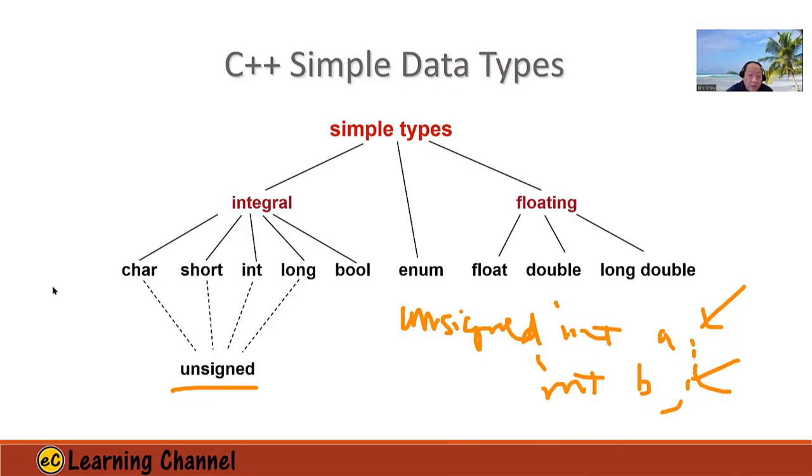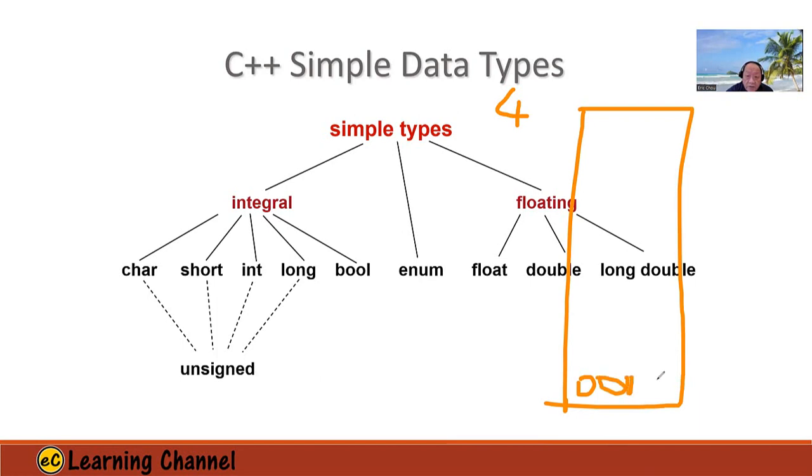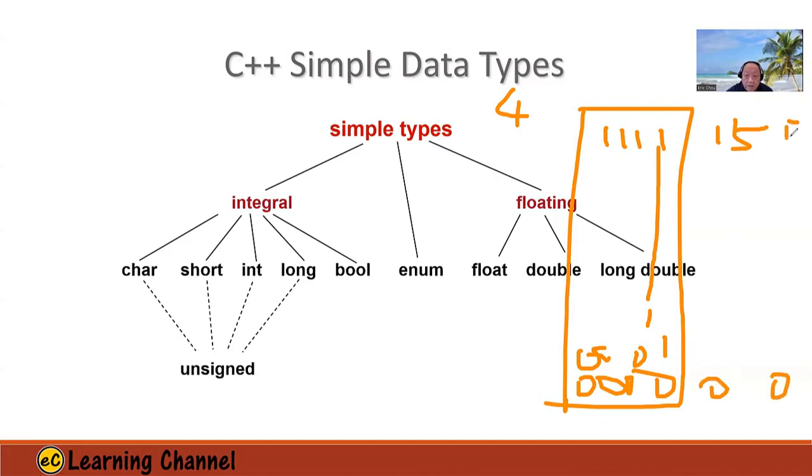For the unsigned integer, assume you have 4 bits. Unsigned would be 0, 0, 0, 0 up to 1, 1, 1, 1. So this one would be 15, and this one would be 0. It's from 0 to F. So 0, 1, 2, 3, 4, 5, 6, 7, 8, 9, and then A, B, C, D, E, F. So these are unsigned.